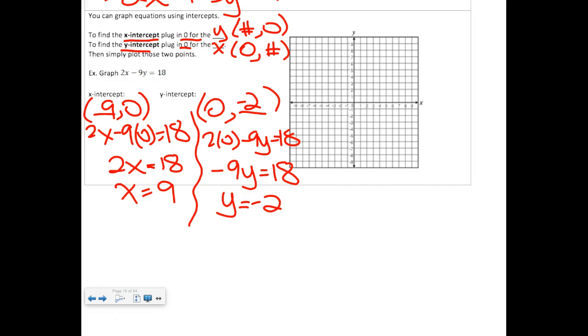Okay. The next thing I want you guys to do is we're going to graph these over here on the graph. Reminder, the x-intercept needs to be on your x-line, and the y-intercept needs to be on your y-line. So this dot is going to go over here at 9, 0. This dot is going to go here at 0, -2. And we're going to connect them, hopefully better than mine, and we have a graph. Okay, remember this.